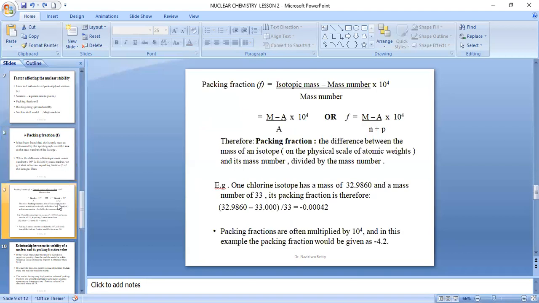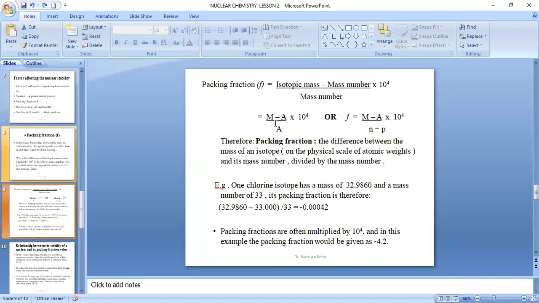Thus, packing fraction is equal to the isotopic mass minus the mass number, times 10 to the power 4, over the mass number, or (M minus A) times 10 to the power 4 over A, where A is the mass number. Therefore, we can define the packing fraction as the difference between the mass of an isotope and its mass number divided by the mass number. Then the answer obtained should be multiplied by 10 to the power 4.